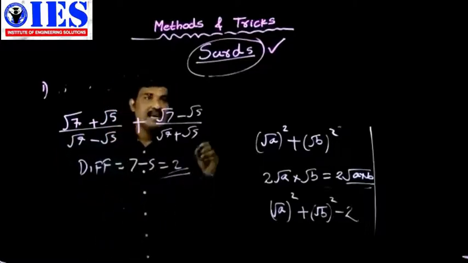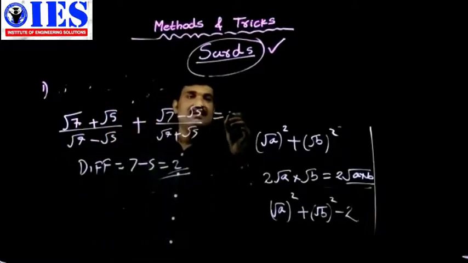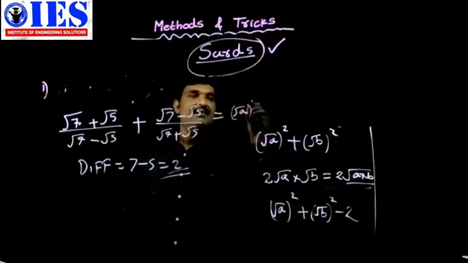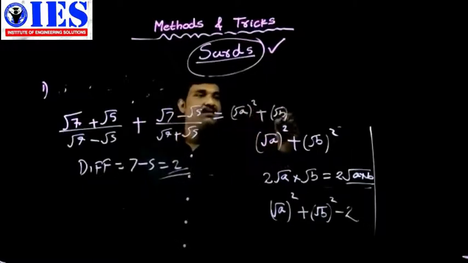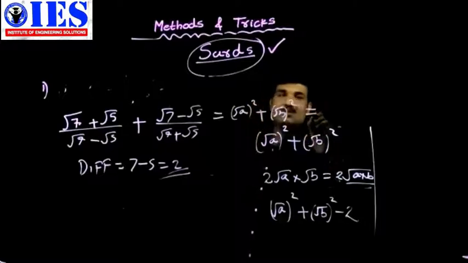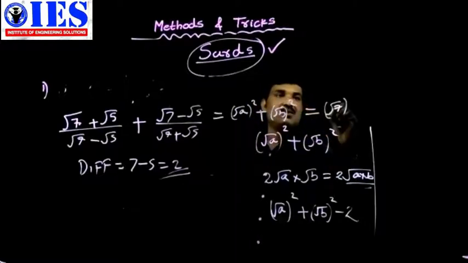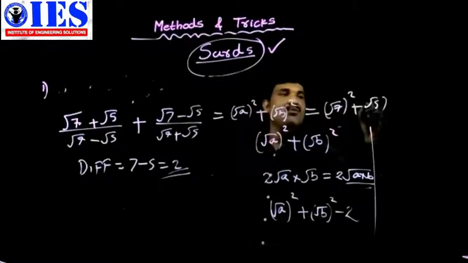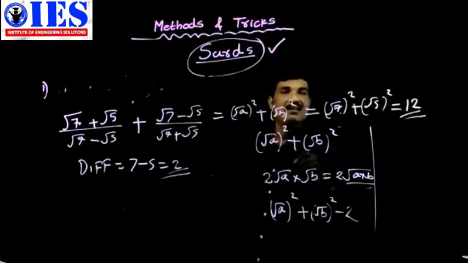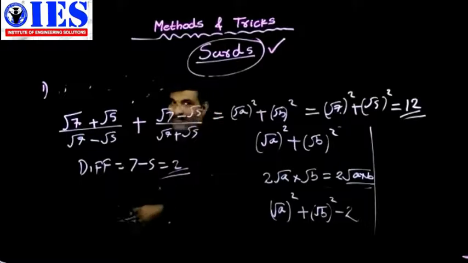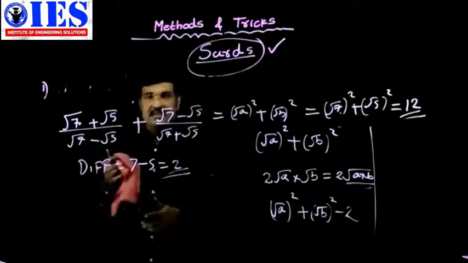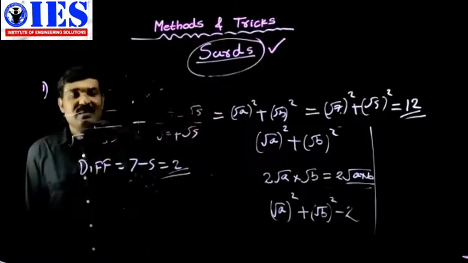So the answer to this problem is equal to square root of a square plus square root of b square. That is equal to root 7 square plus root 5 square, that is 7 plus 5, equal to 12, right? In this manner we can simplify any problem related to this.